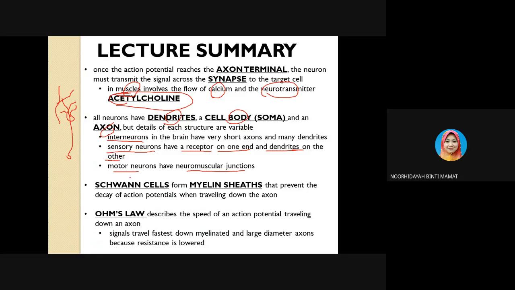Then the Schwann cells, the accessory cells or glial cells, form the myelin sheath. This functions to prevent the decay of the AP when traveling down the axon. We also have Ohm's law, which describes the speed of an action potential traveling down an axon. The signal travels faster down myelinated and large diameter axons because the resistance is low, so the speed can be faster if the resistance is low.